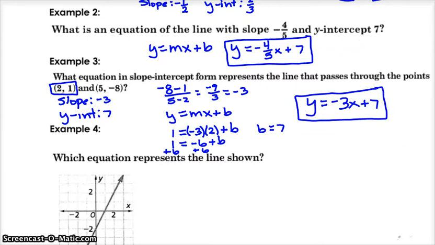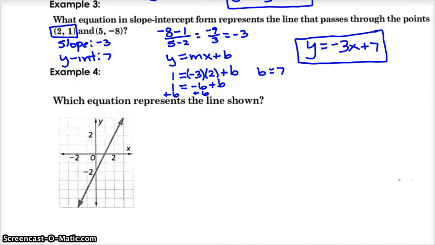All right. How about looking at a line? Can we write the equation of this line in slope-intercept form? Let's keep in mind the two pieces of information that I need. I need the slope and I need the y-intercept.